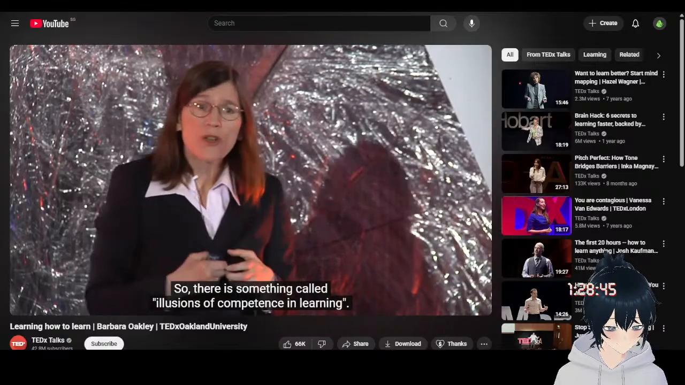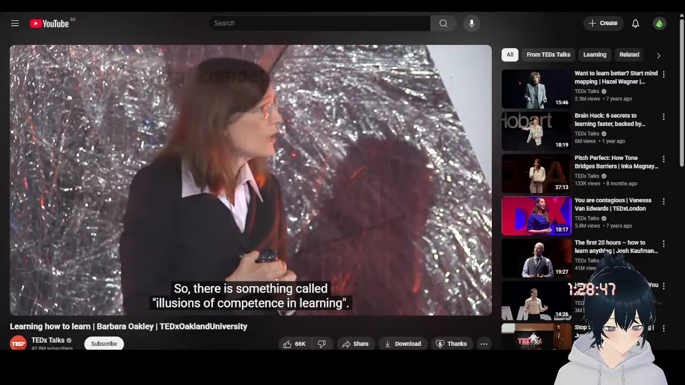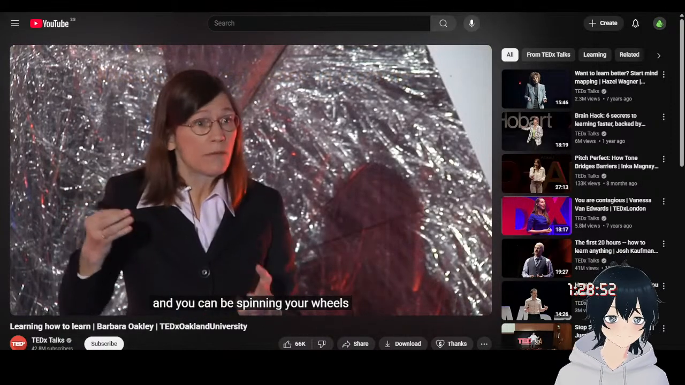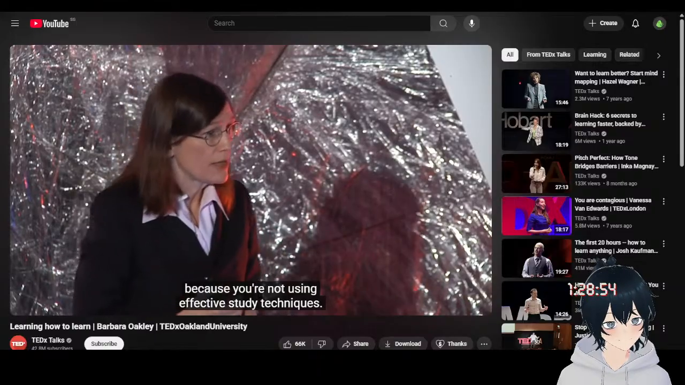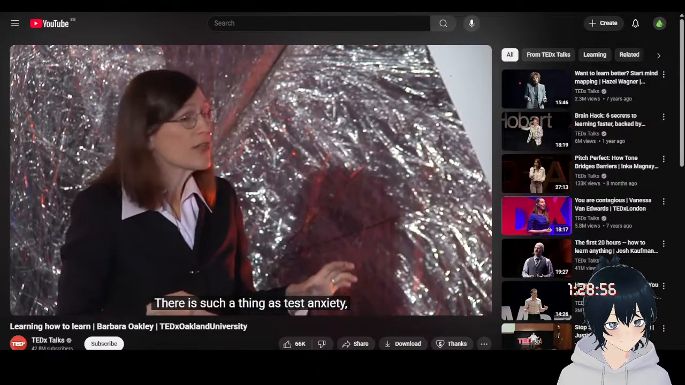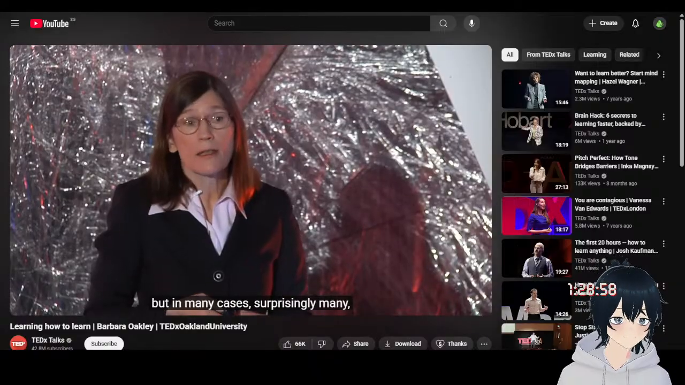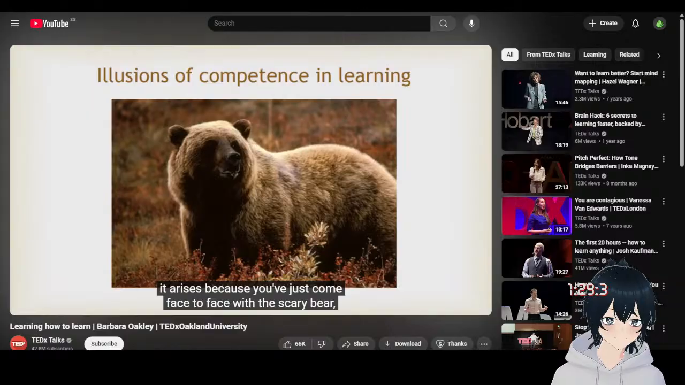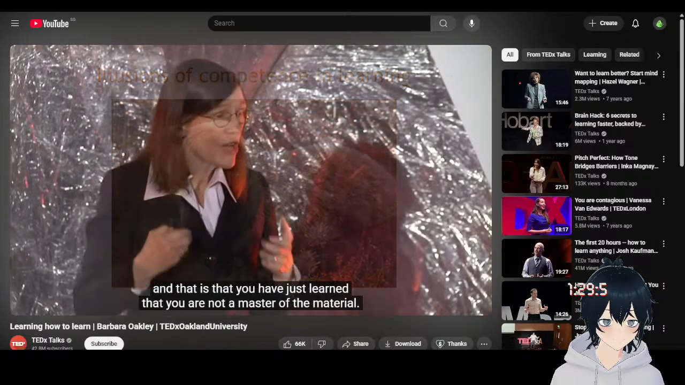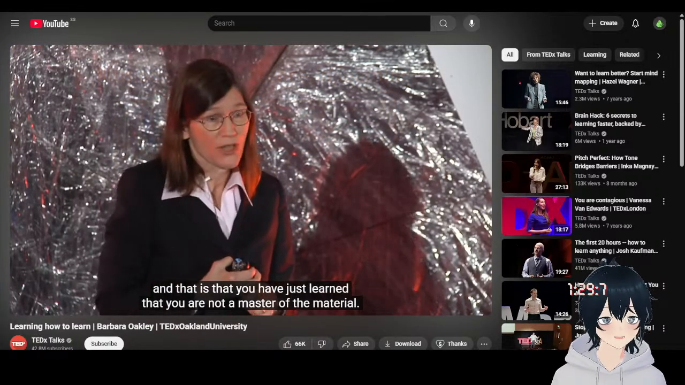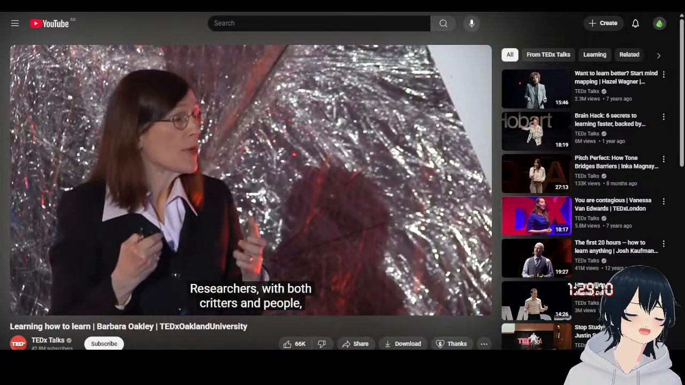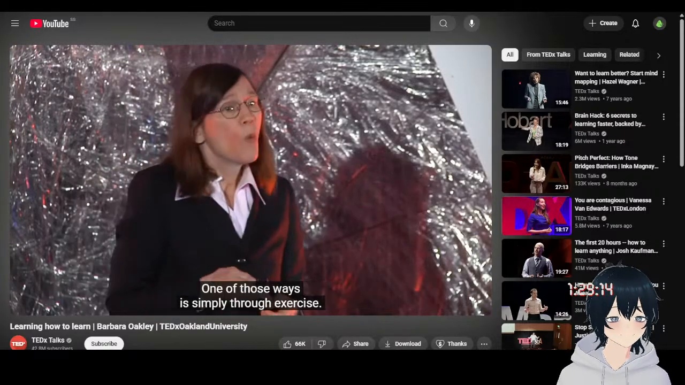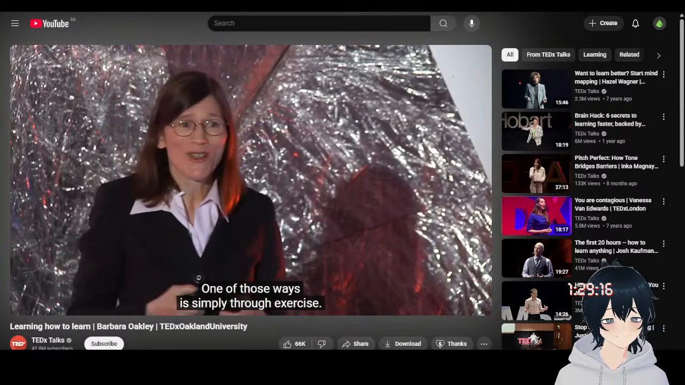So there is something called illusions of competence in learning. What this means is you can study all day long, and you can be spinning your wheels because you're not using effective study techniques. There is such a thing as test anxiety, but in many cases, surprisingly, it arises because you just come face to face with the scary bear. And that is that you have just learned that you are not a master of the material. Researchers with both critters and people are finding powerful insights into how we can learn most effectively. One of those ways is simply through exercise.